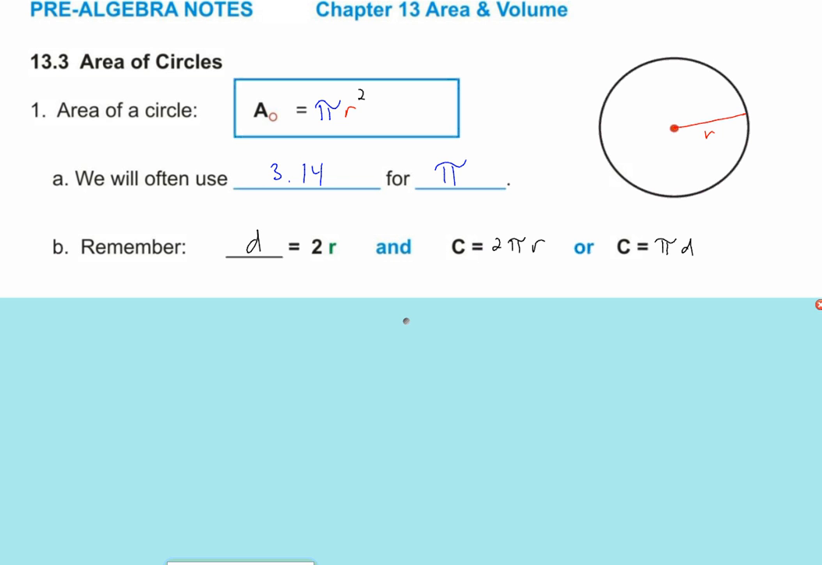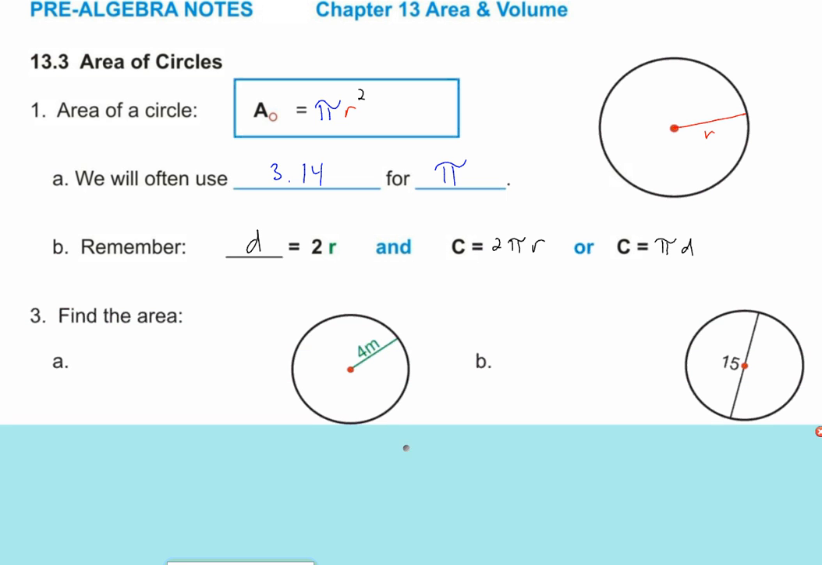You have to keep track of those because we can give you an area problem where we don't give you the diameter, we don't give you the radius, but we tell you the circumference. If we tell you the circumference, you can figure out the radius. And once you have the radius, you can then do the area. Two-step problem. So don't lose track of circumference equals 2 pi r or circumference equals pi d, okay? Because that can come up as we do some area problems.